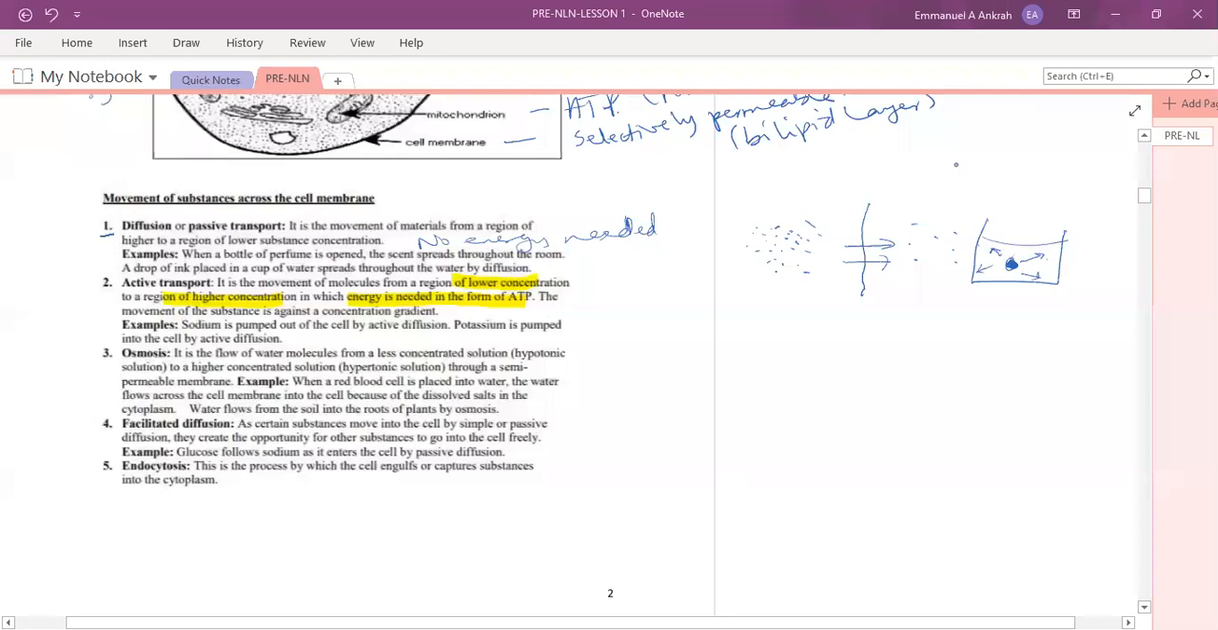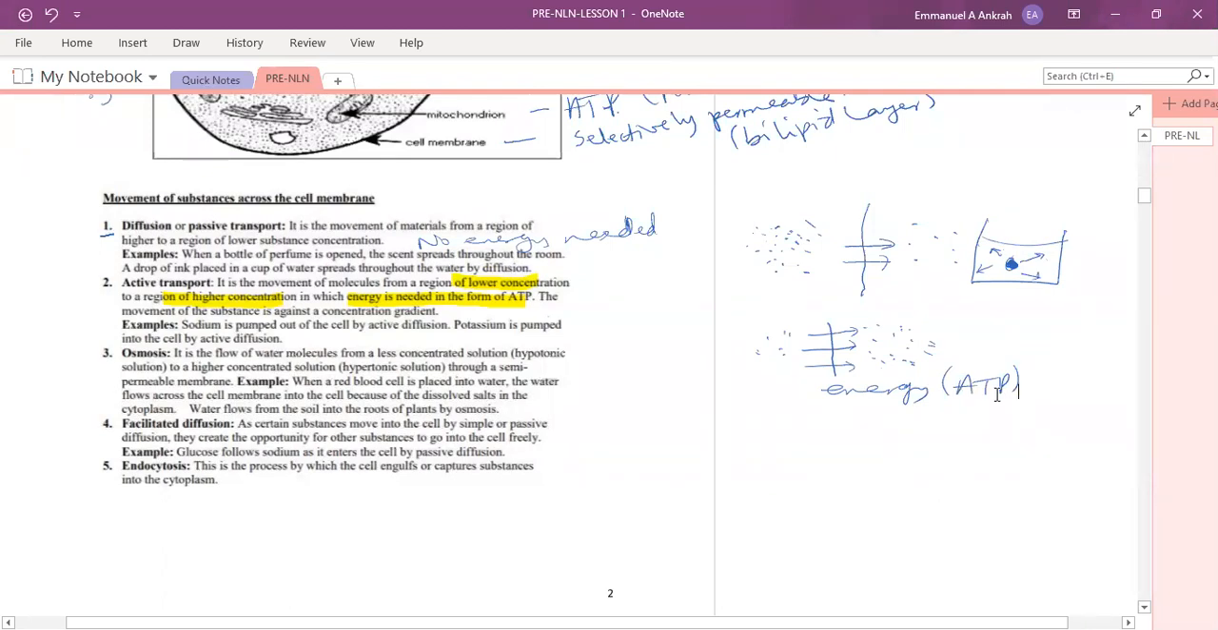Energy is needed. So in diagram form, it will look like this. A few molecules here. You have a lot of molecules on the other side. Now this will move from low to a higher concentration. So the scenario that I always use is like a crowded room. So this is a crowded room. You have people outside. They still want to come in. How can we put them in? You have to maybe push them. And pushing them, you need energy. Energy is needed here. And that is in the form of ATP. Okay. So that is active transport.